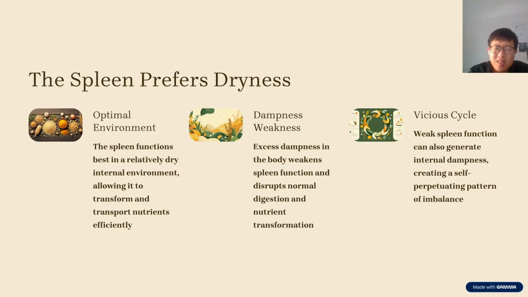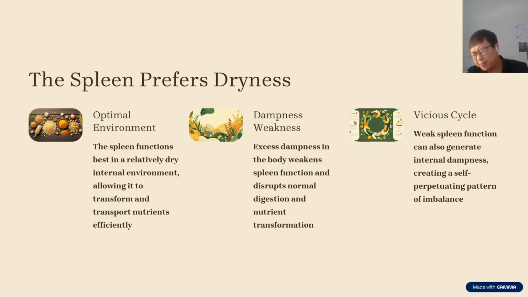So when the spleen energy is weak, fluid transformation becomes impaired. This leads to internal generation of dampness and phlegm. Once dampness forms, it further obstructs spleen energy. So this creates a vicious cycle of spleen weakness and damp accumulation.